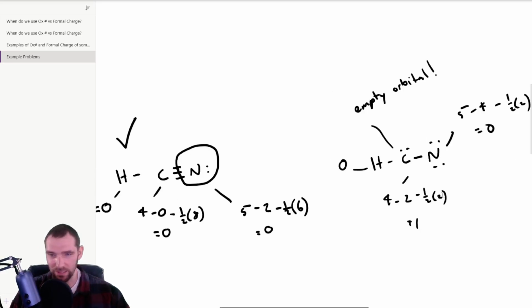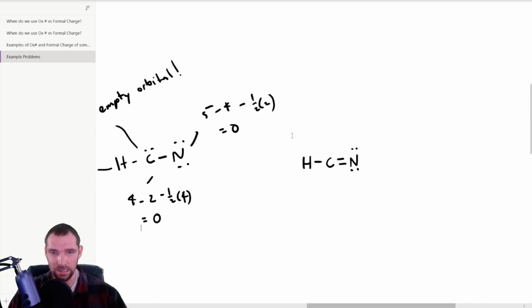Actually, I made a small error here. It looks like this should be 4 because this carbon is interacting with 1 and 2, right? So this is actually going to be 0. Okay, so the formal charge is satisfied in this case, but the orbitals are not. So there's a problem there.